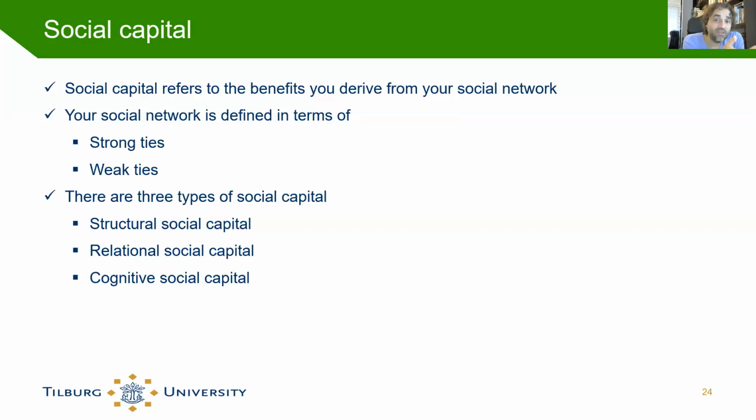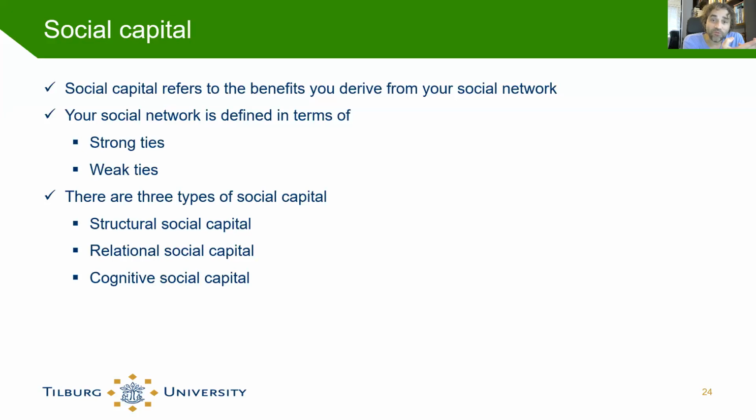And there are three forms of social capital. So in order to get something from your network, first of all, you need to know people. So if you don't know anyone, you cannot tap into your social capital because then you're alone. So you need to know people. You need to like those people, and those people need to like you. So you need to create a bond. That's relational social capital.